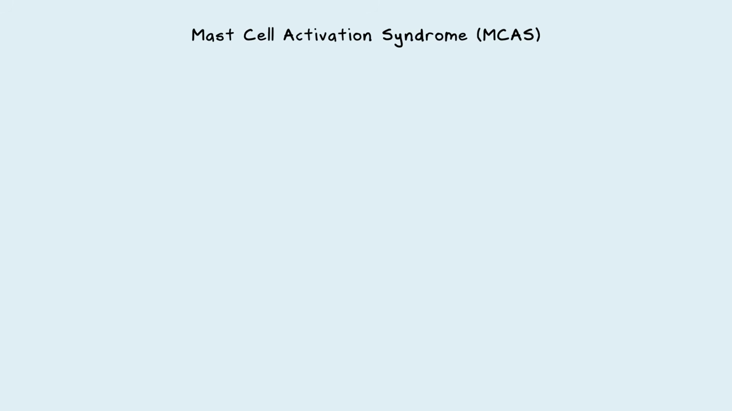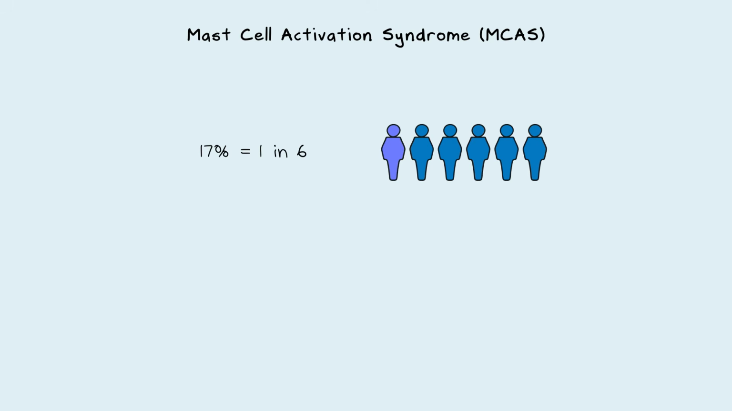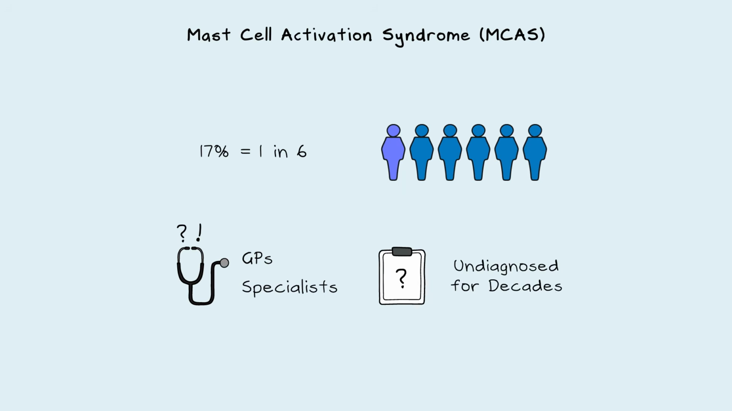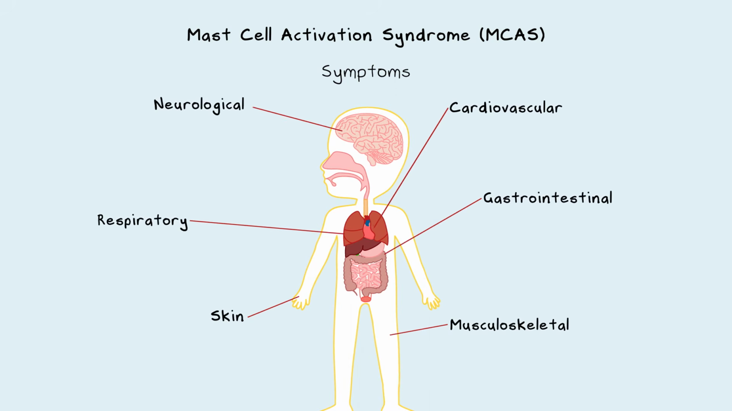Mast cell activation syndrome is present in up to 17% of people, which is very surprising. Unfortunately, this fact is not well known to GPs or even specialists, so people can go undiagnosed for decades. Symptoms can affect many organ systems.